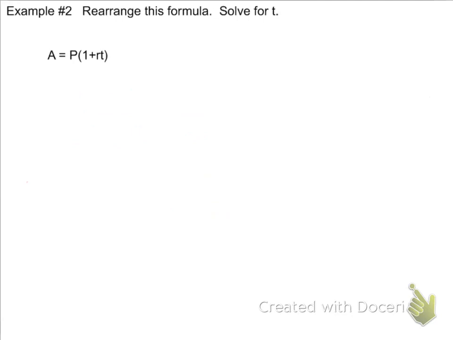Okay, next example. Rearrange this formula, solve for t. It's a little bit trickier because t is involved in many ways. There's brackets, there's addition, there's multiplication. So we just have to be careful and decide what's happened to t. So t, begin with t, was multiplied by r. And that answer will be added with the number 1. And that answer is multiplied, so addition and multiplication, multiplied by p, and that equals a.